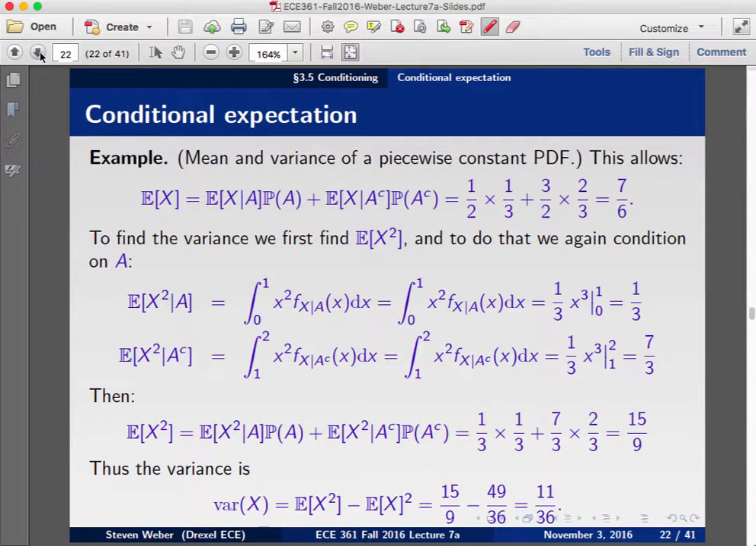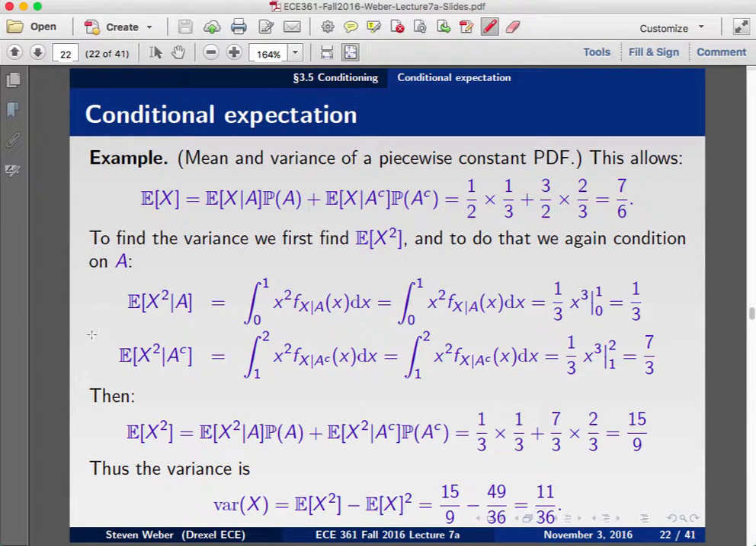Finally, now we can put those things together by using the total expectation theorem. The expectation of X is the expectation of X given A times the probability of A, plus the expectation of X given A complement times the probability of A complement. Remember, this was 1/2, this was 3/2, this was 1/3, this was 2/3. Put that all together, you get 7/6. So we see that the expected value of X is just a little bit over 1. And that's to be expected given the fact that the higher mass is above 1 on the support 0 to 2.